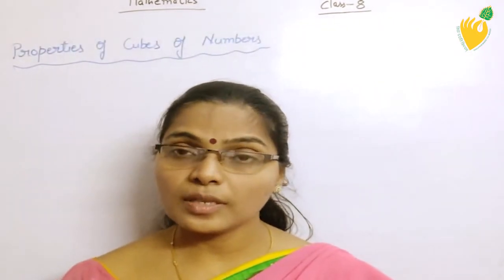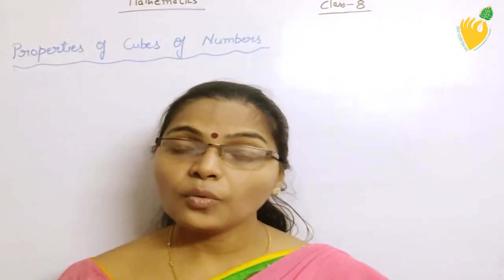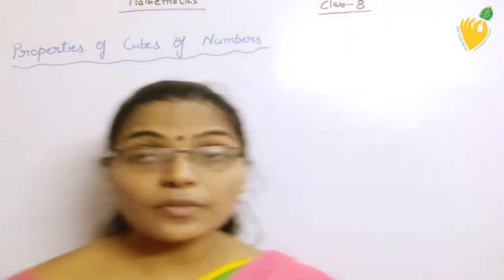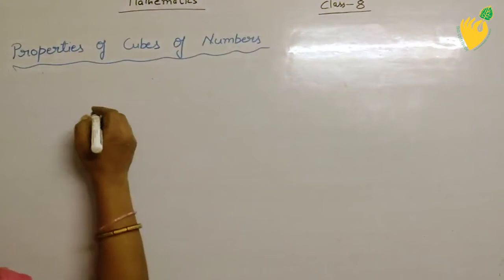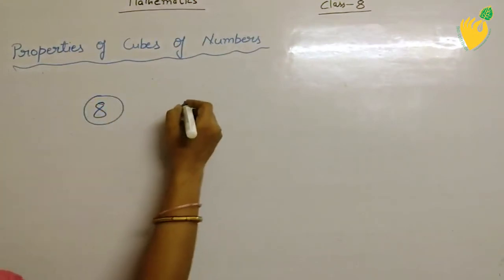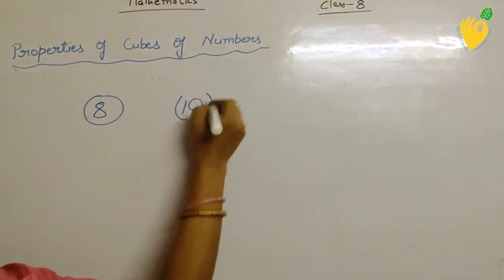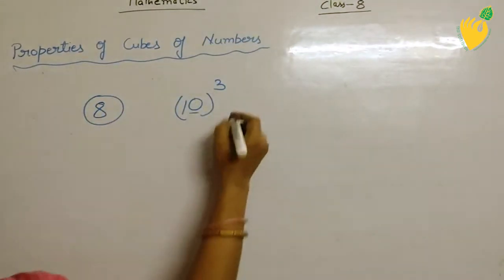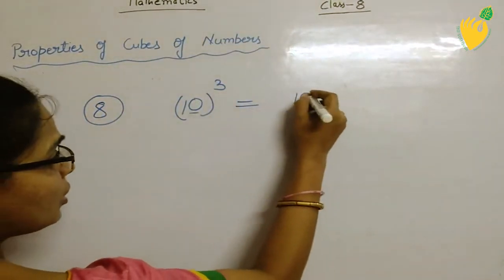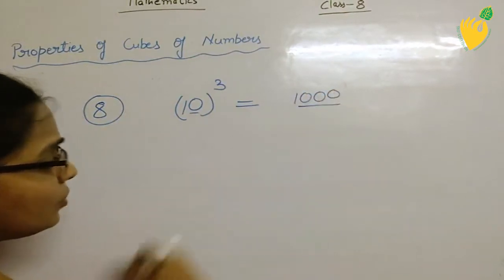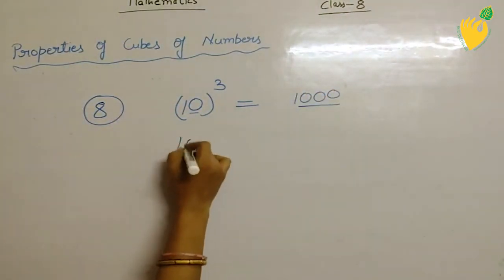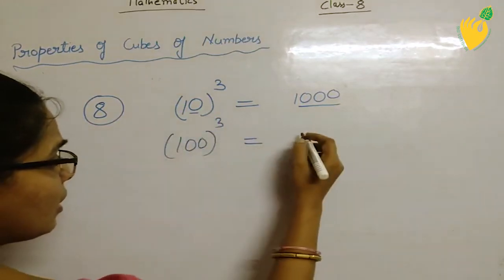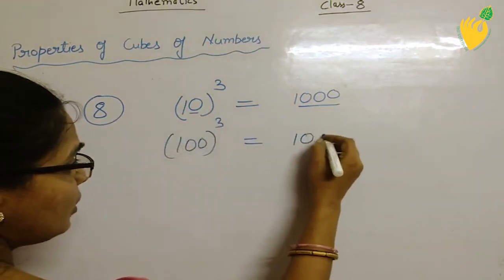Next property is, students, the cube of any number which ends in a 0 ends in 3 zeros. Let's see what that property is. Suppose 10 cubed. How many zeros are there, students? 1 zero. So the cube of this number will end with 3 zeros. If suppose there are 2 zeros, then students, how many zeros will be there?